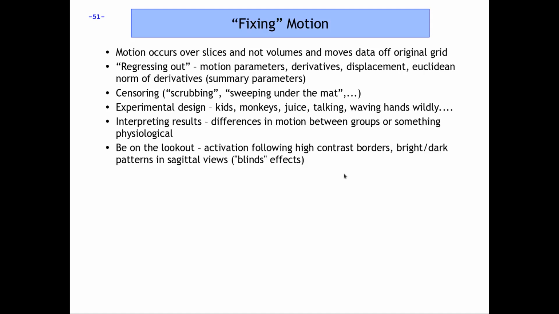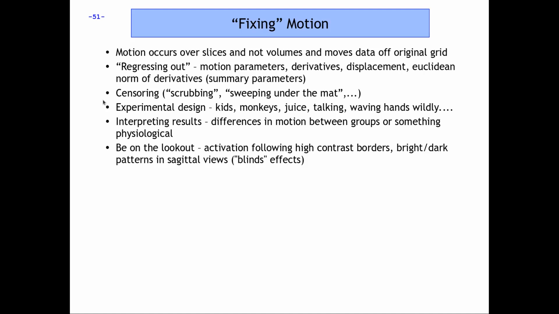So how do you want to think about fixing motion? It's really hard. We do things like regressing out some factors and using the Euclidean norm for censoring and things like that. But again, it's very difficult. The experimental design that you choose is probably the most important thing that you can do to help yourself with motion. So even before you're scanning someone, come up with a study design that will try to have a minimal amount of motion overall, and certainly a minimal amount of motion that would be associated with your stimulus.